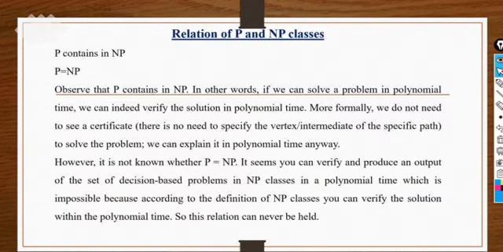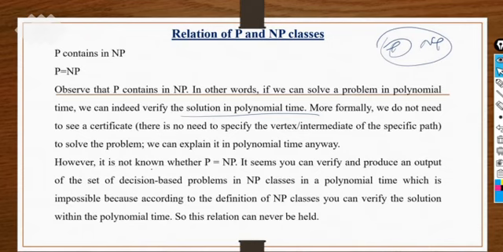Next we have the relation between the P and NP class problems, which Cook's theorem itself tries to prove. Observe that P is contained in NP, as we know this is P and this is NP, right? We can indeed verify the solution in polynomial time. We do not need to see a certificate here. There is no need to specify the vertices, intermediate set, or specific path to solve the problem. We can explain it in polynomial time anyway.